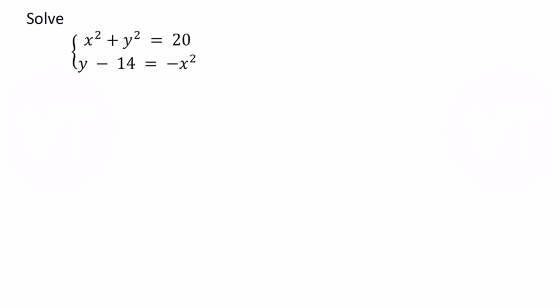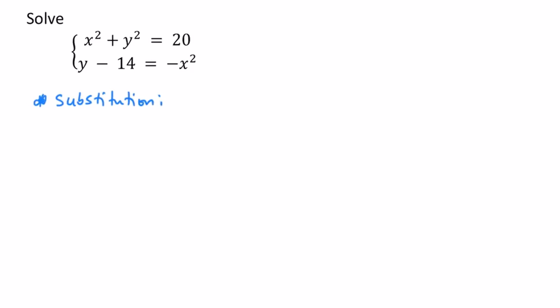x squared plus y squared is equal to 20, and y minus 14 is equal to negative x squared. So for this problem here, let's use both methods, the substitution and the elimination method. So let's start with the substitution.